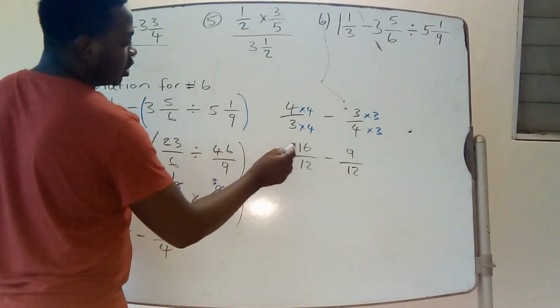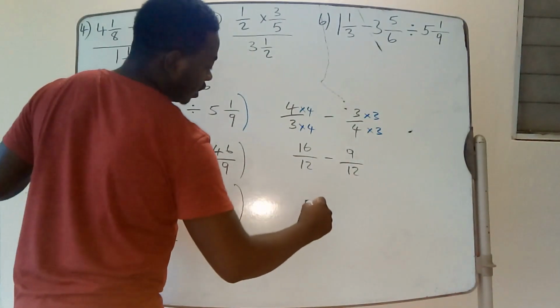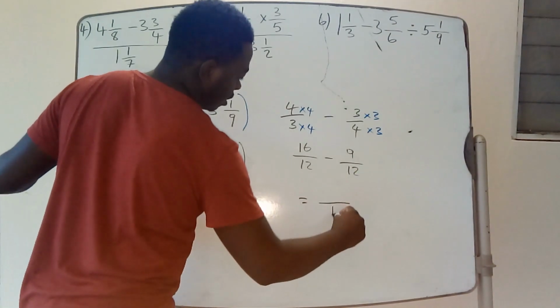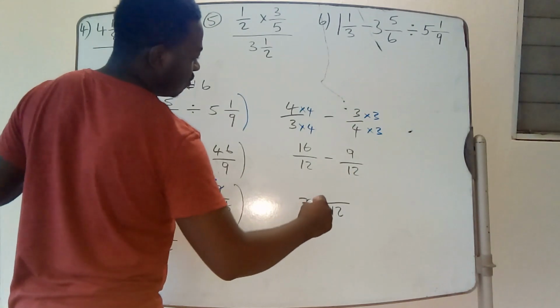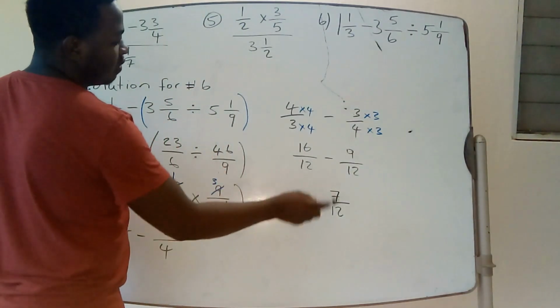So now both fractions are from the same family, so I can just simply subtract the numerators. So my final answer is going to be, keep my 12, which is the common denominator, and 16 minus 9 is going to leave me back with 7. So my final answer is just 7 over 12.